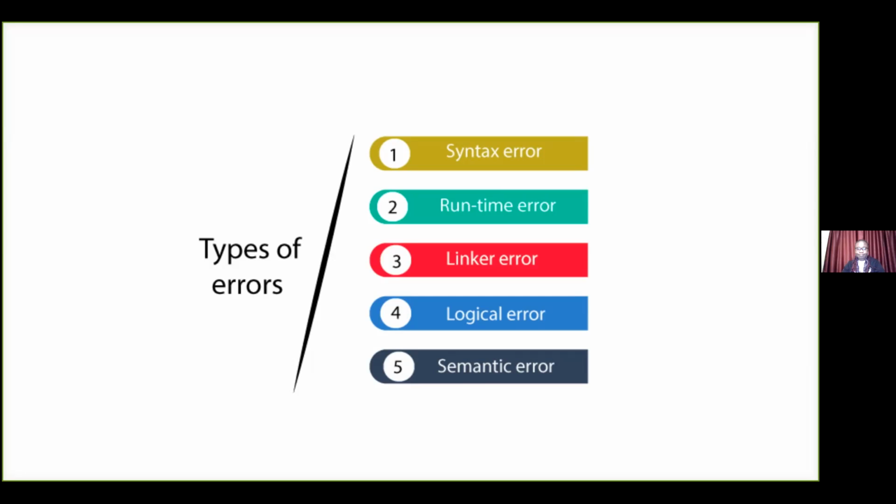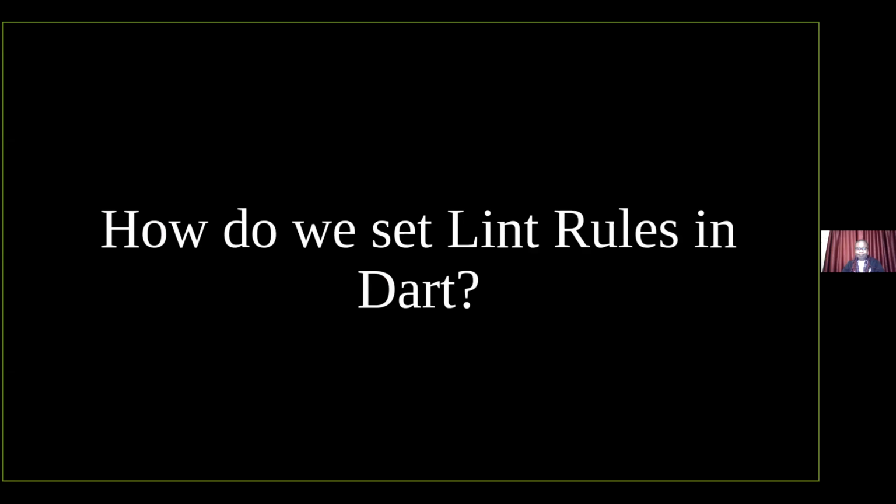You'll get this linker error. Then the logical error that most people get, for example, if you're trying to implement a logic but you're not doing it the right way. Then we also have the semantic error. So how can we use the lint rules to help us know these kinds of errors in advance, before they occur, to curb these kinds of problems? So today we're going to learn how to set the lint rules in Dart.